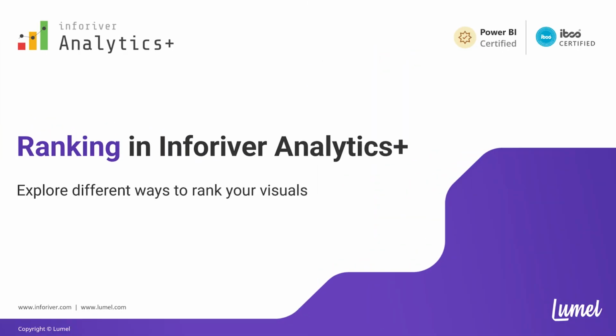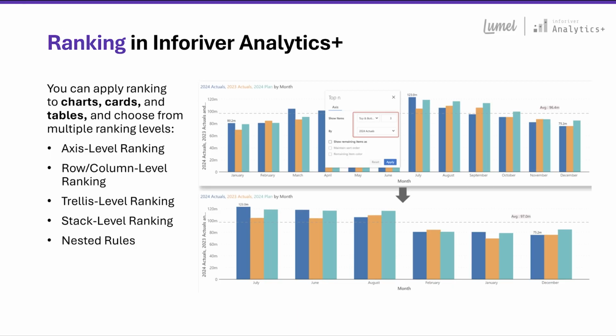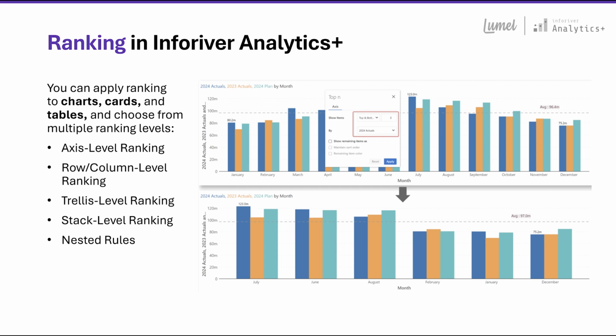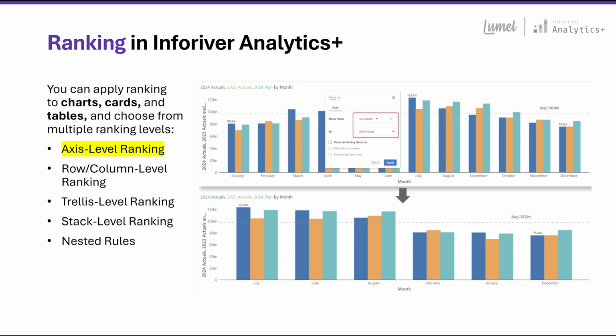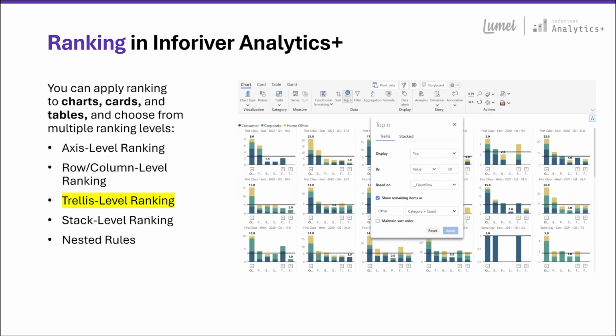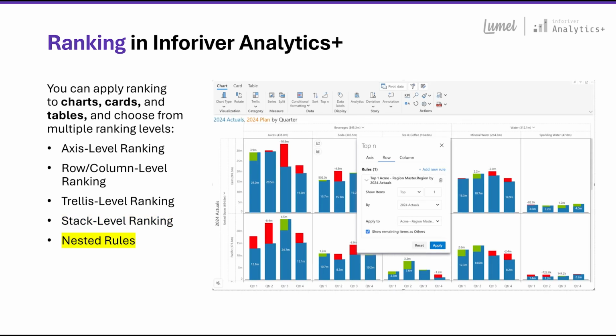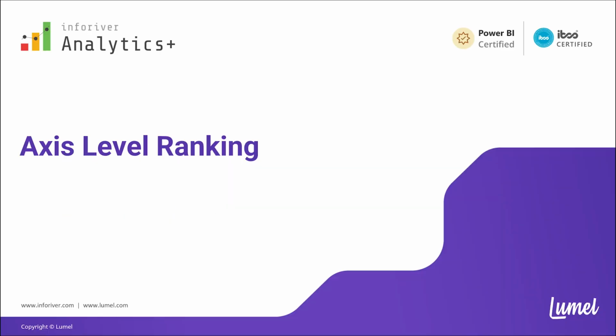In this video, we'll explore how to configure the ranking feature in Inforiver Analytics Plus, a powerful tool that helps you focus on the most relevant data points in your visuals. You can apply ranking to charts, cards, and tables, and choose from multiple ranking levels: axis level ranking, row column level ranking, trellis level ranking, stack level ranking, and even nested rules for advanced scenarios. Axis level ranking. Let's get started.